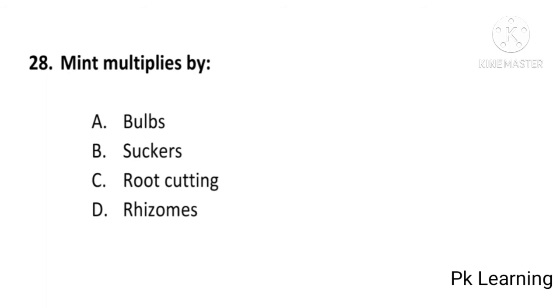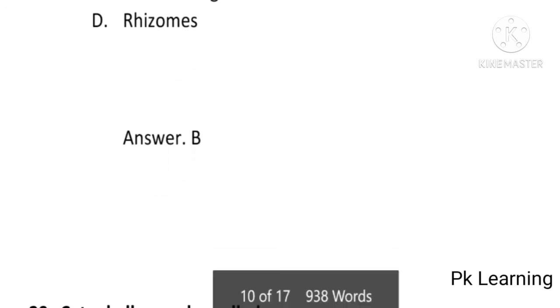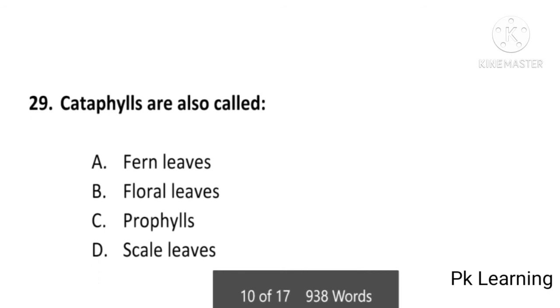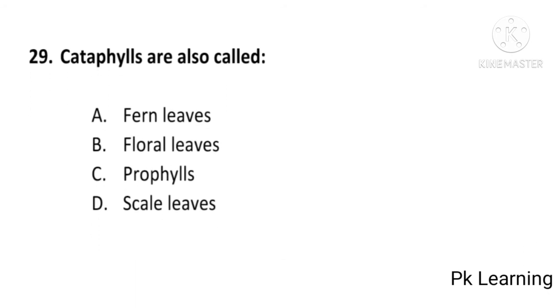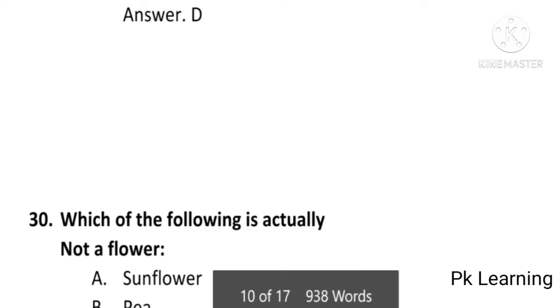And next question is, mint multiplies by bulbs, suckers, root cutting, or rhizomes. And answer is B, suckers. Mint multiplies by suckers. B is correct option. And next question is, cataphylls are also called fern leaves, floral leaves, prophylls, or scale leaves. And answer is D, scale leaves. Cataphylls are also called scale leaves. D is correct option.